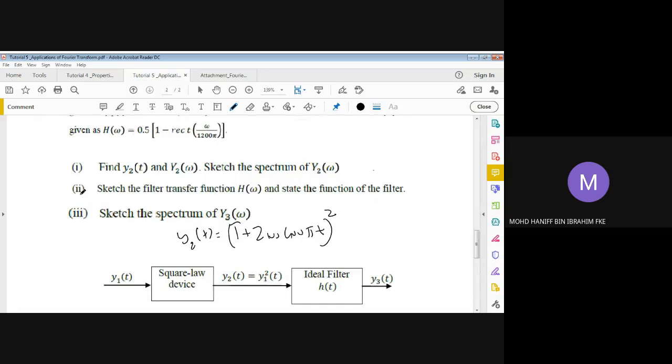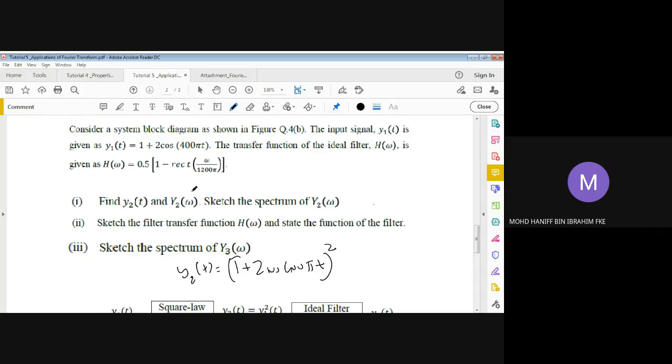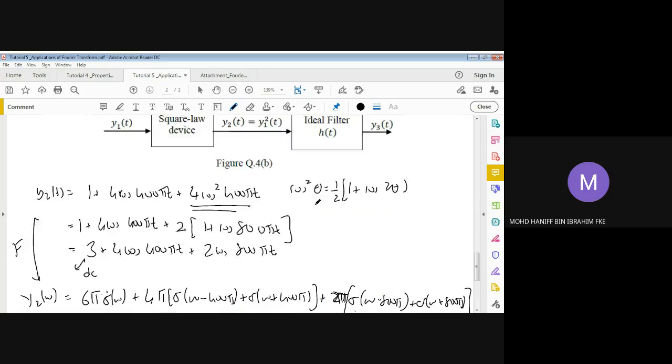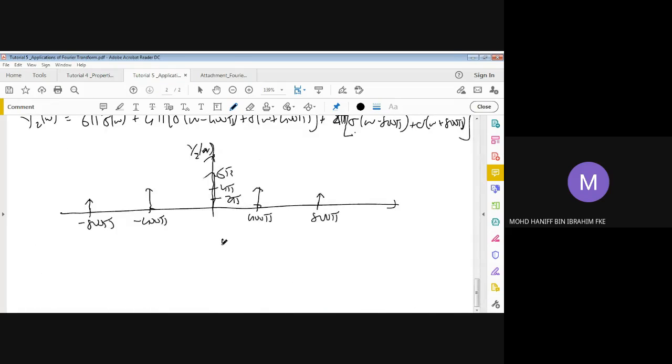Question 2. Sketch the filter transfer function H omega and state the function of the filter. It's quite similar to what we have done for the first question just now. For the rectangle itself, since we have 1200 pi, we're going to have negative 600 pi and positive 600 pi. For this overall H omega, we have an amplitude reversal, then a shifting by 1 unit and multiplying with 0.5. So supposedly, your H omega can be sketched to look like this.